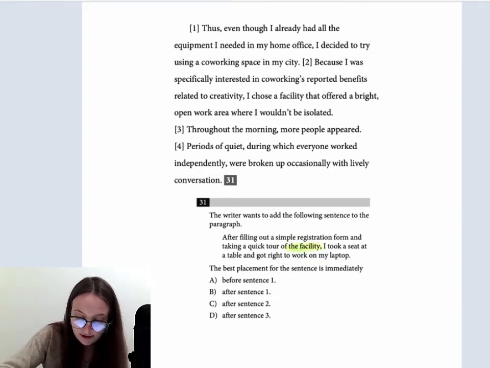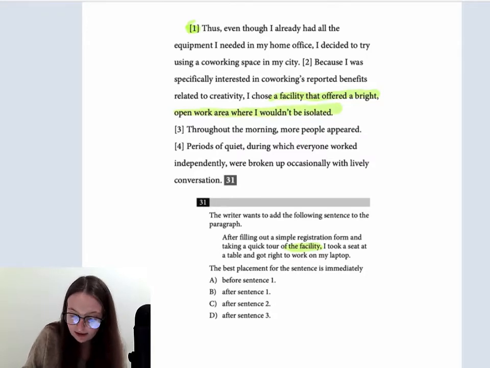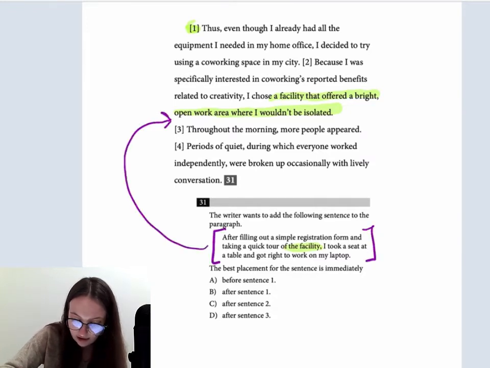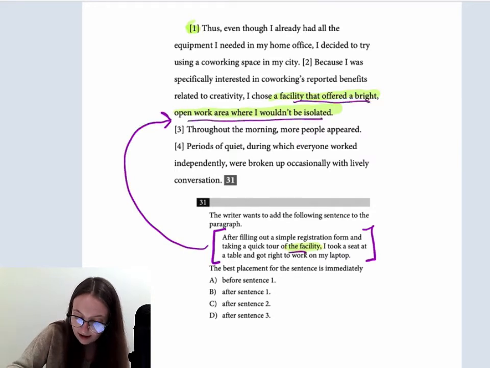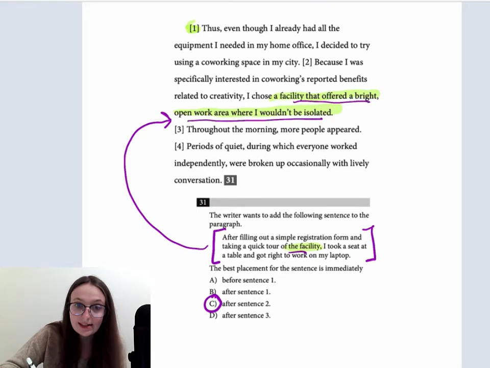So the facility is, again, very specific. So they need to mention the facility first. I don't see the facility mentioned in sentence 1. I see it mentioned in 2. It says a facility that offered a bright open work area where I wouldn't be isolated. So because we can see right here that they mentioned the facility in more detail, it would then make sense to put what we're taking right here, this sentence, and to shove that right after sentence 2, because the facility refers to the facility that they laid out right here. So that's got to then be choice C.